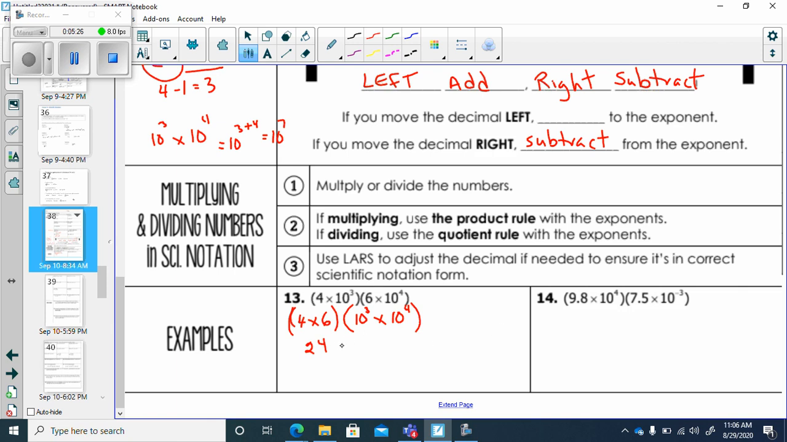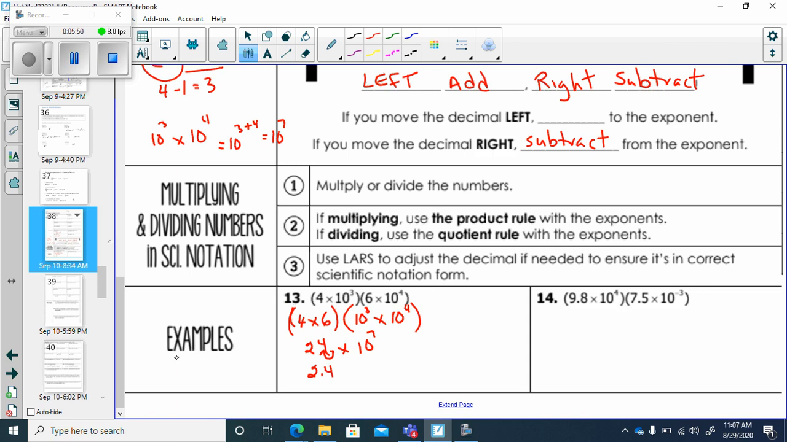I can replace this with 10 to the 7. I've got 24 times 10 to the 7. Now I've got my answer, but is it in scientific notation? No, because the decimal is understood to be here. 24 is greater than 10. So I need to move that decimal one place this way, don't I? I need it to say 2.4.